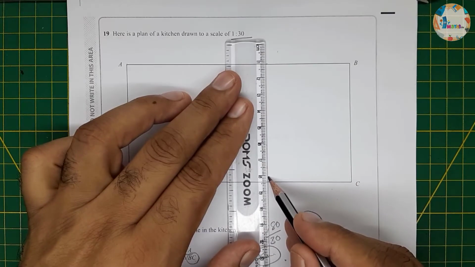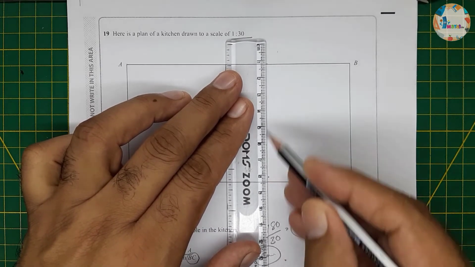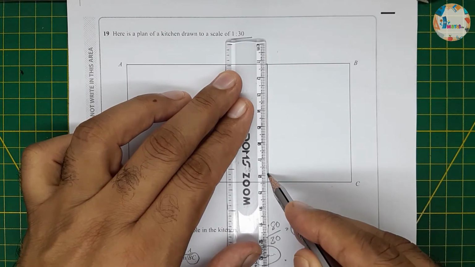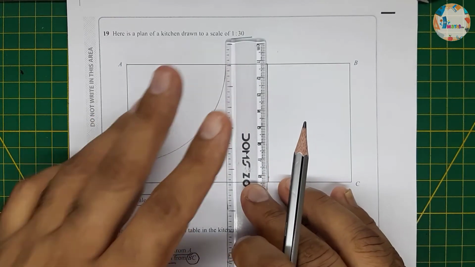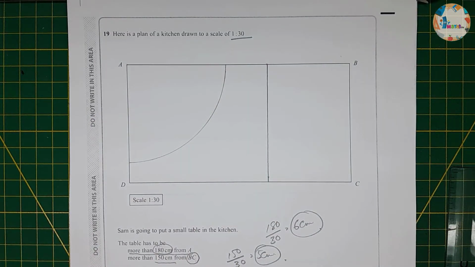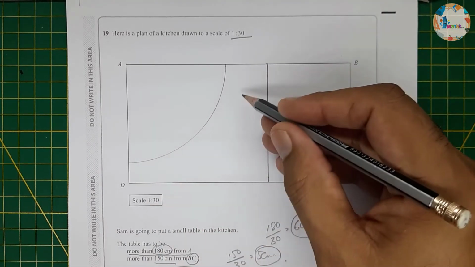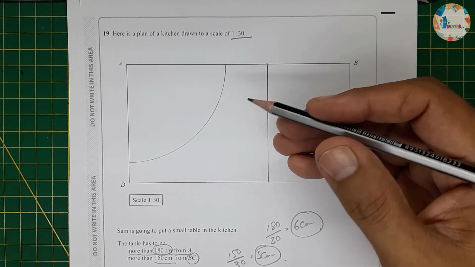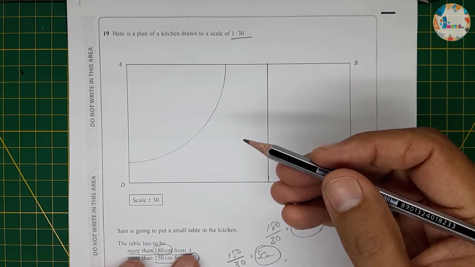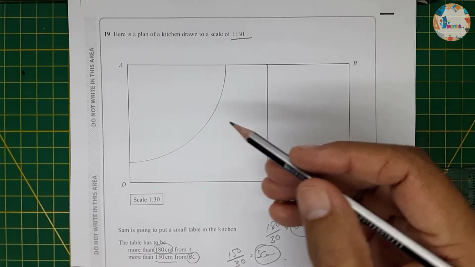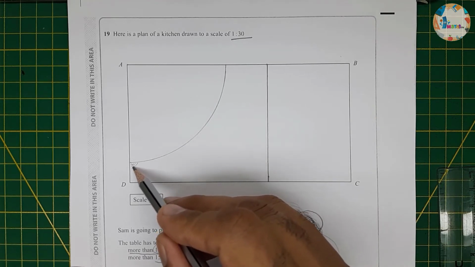We can join these points. So 5 centimeters, 150 centimeters from BC. So it's 5 centimeters. So this is the region in which the kitchen table can be placed. So we have to shade this region.